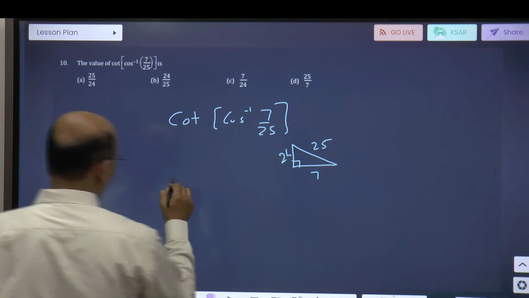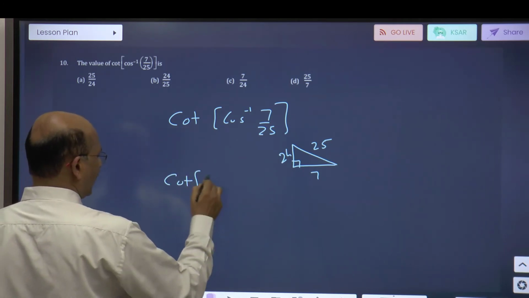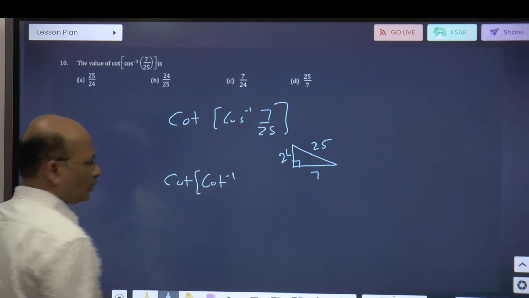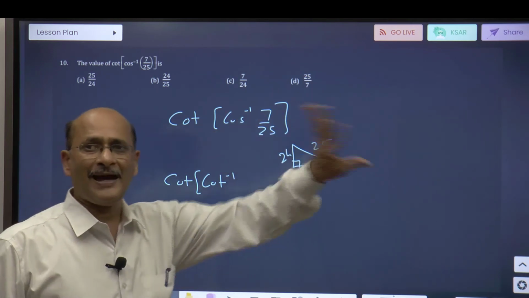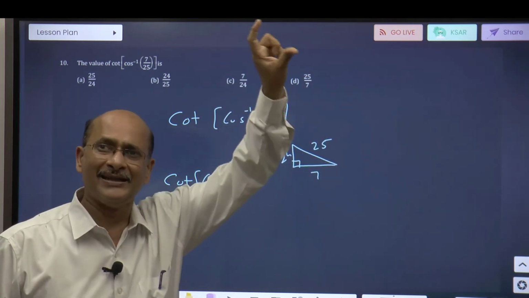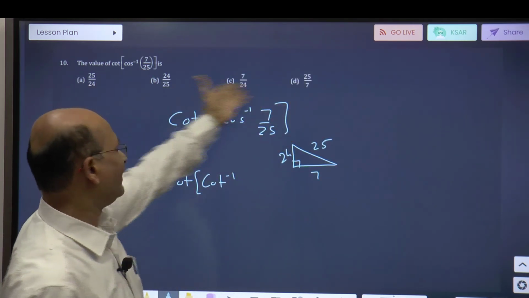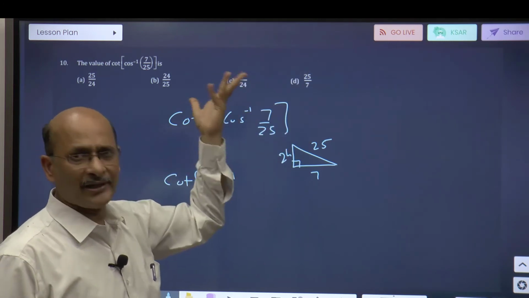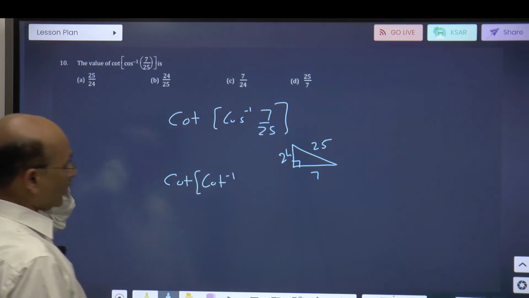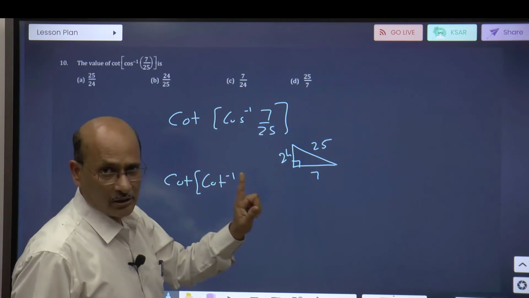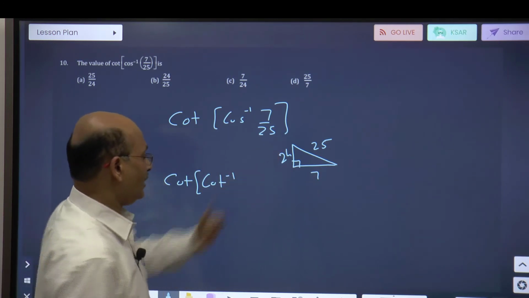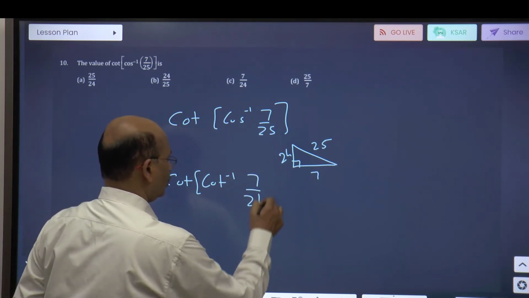Now outside is cot. I want inside cot inverse. So cot of cot inverse. See, principal value and all those things happen only when an angle is concerned. There is no question of angle, they are values. So deal with the values in terms of a right angle triangle. Right? So cot inverse. Cot is what? Adjacent upon hypotenuse. 7 upon 24.